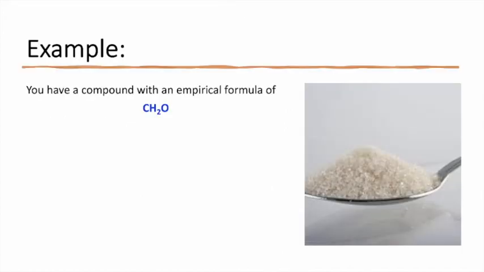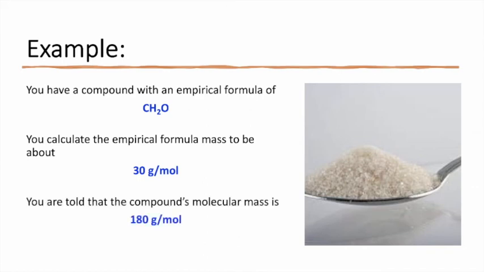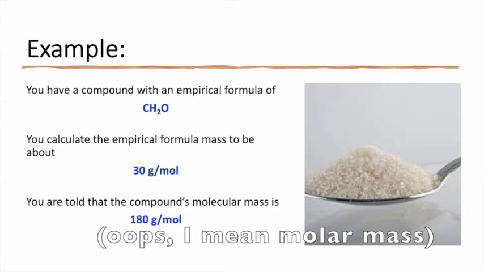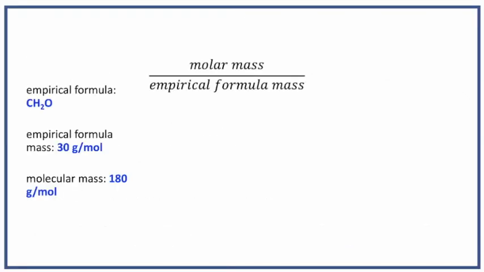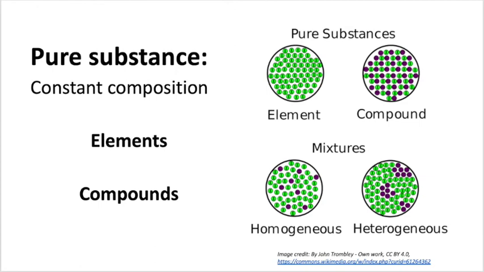Let's do an example. You have been given a compound with an empirical formula of CH2O. You calculate the mass of the empirical formula to be about 30 grams per mole. You did this by looking at the periodic table. Now you're told that the compound's molecular mass is 180 grams per mole. In order to get the molecular formula, all you have to do is use our equation. We are going to take 180 grams per mole, divide that by 30 grams per mole, and we are going to get n equals 6. We take our empirical formula and multiply all of the subscripts by 6, so that our molecular formula is C6H12O6, glucose.